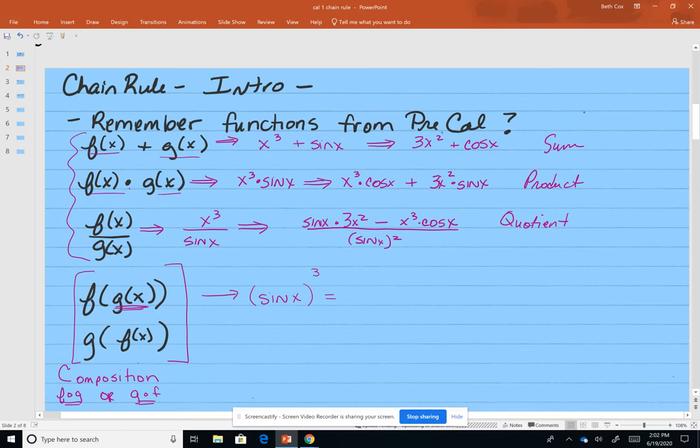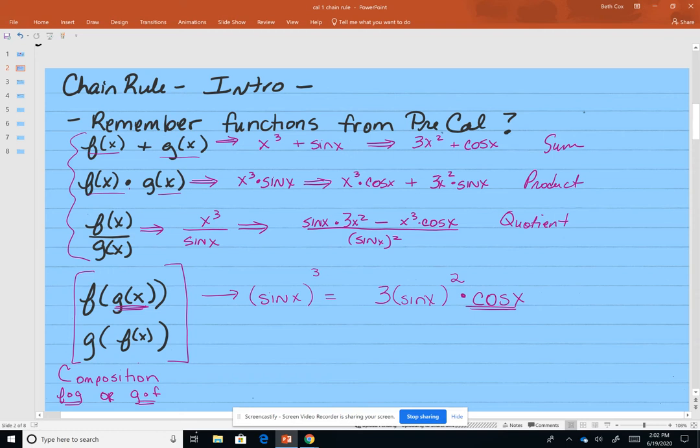So that would be, do the derivative, so it would be 3 blank to the second, and so that would be sine x squared times the derivative of sine x, which would be cosine x. So we've got the derivative of the inside function. That's how we do that.